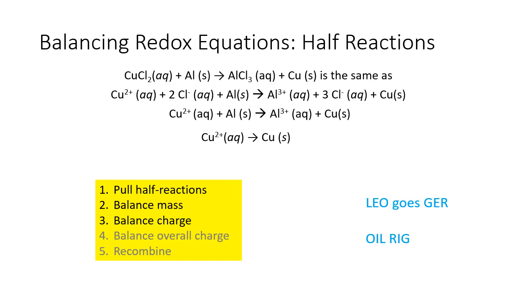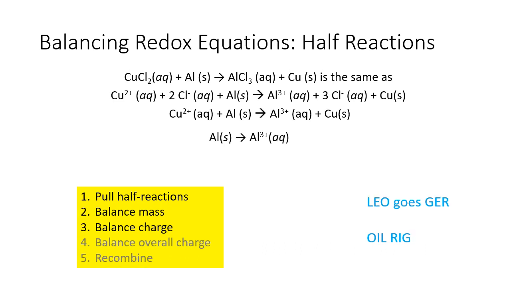Now it says to balance for mass. We have 1 copper on both sides. We are balanced for mass, but we are not balanced for charge. We have a 2+ on the left and we have a 0 on the right. So we're going to add electrons in order to get both sides at the same charge. In this case, we need 2 electrons on the side with the copper 2+. So now we have balanced for mass, we have balanced for charge. We're going to go ahead and do the other half reaction.